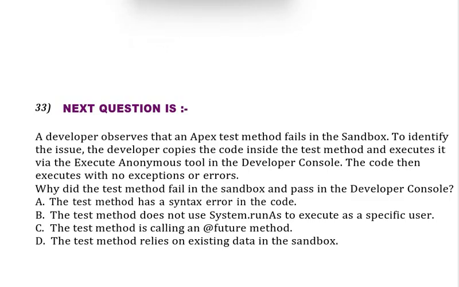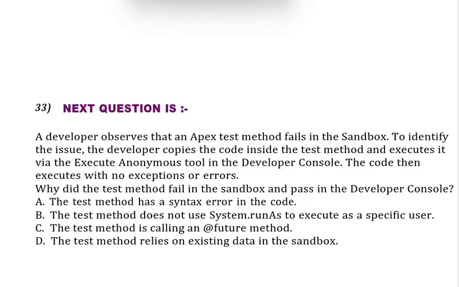Question is: a developer observes that an Apex test method fails in the sandbox. To identify the issue, the developer copies the code inside the test method and executes it via the execute anonymous tool in the developer console. The code then executes with no exceptions or errors. Why did the test method fail in the sandbox and pass in the developer console?